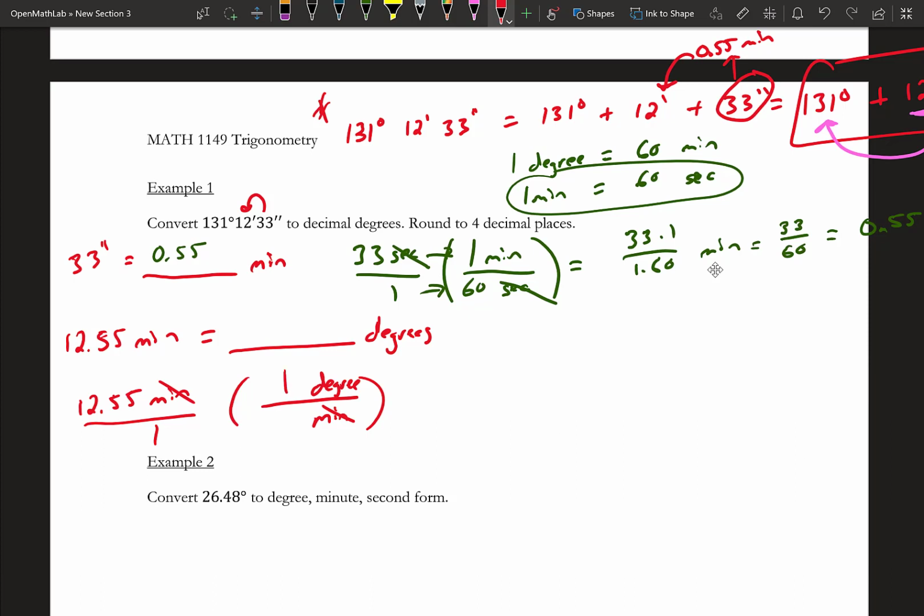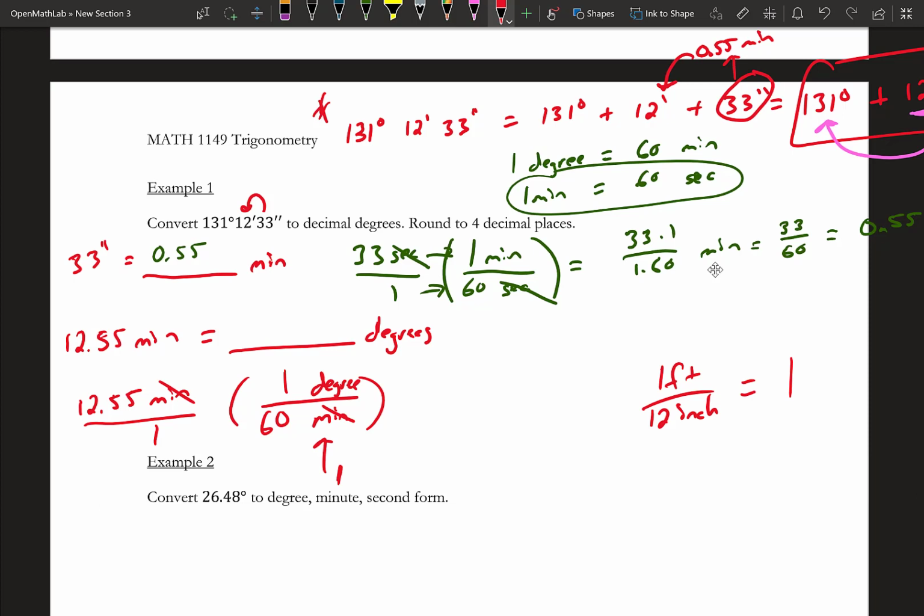So we'd have 1 degree over 60 minutes. If it's not clear why this fraction is equal to 1, it's because 1 degree equals 60 minutes. So you're taking the same thing divided by the same thing. They're just written in a different form. Just like if I had 1 foot divided by 12 inches, 1 foot is equal to 12 inches. So each of these are equivalent to one another. They're just written in a different form. So that's why that's just equal to 1.